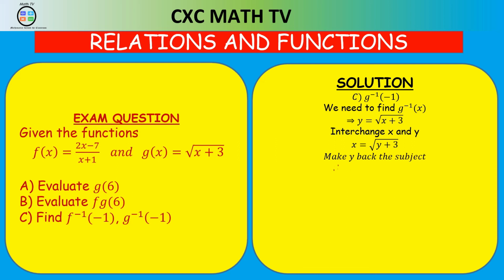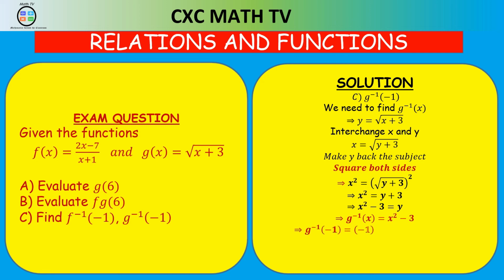y plus 3. We need to make y the subject again, so what we're going to do is square both sides. By squaring both sides, the square gets rid of the square root. So x squared is y plus 3. Then we subtract 3 from both sides to get y is x squared minus 3. In this case, we say g inverse of x is x squared minus 3.